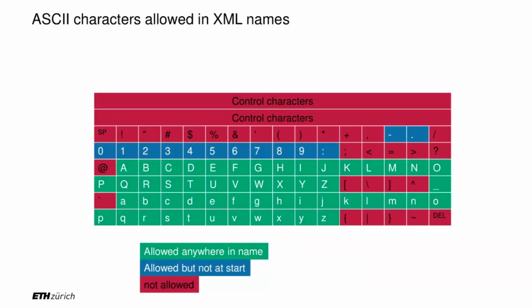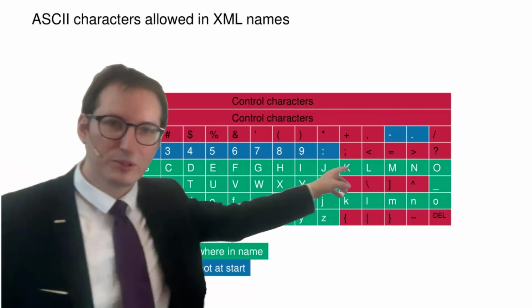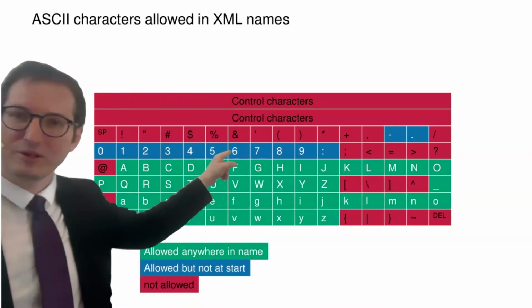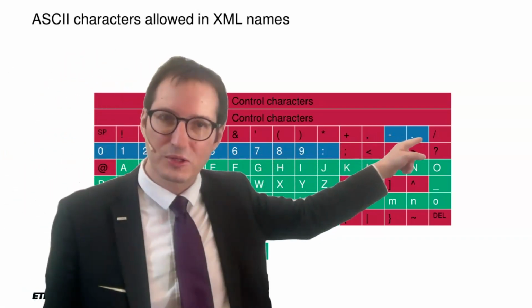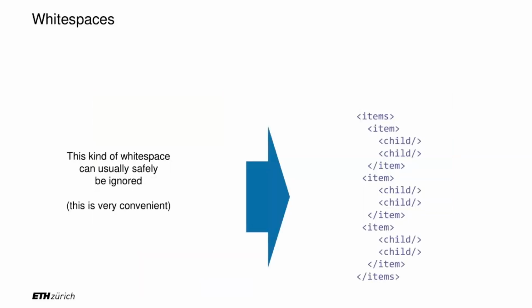So I made a summary here of what is allowed anywhere and nowhere. So for example, any letter of the alphabet is allowed absolutely everywhere, including the underscore. The digits are allowed, but not as the first character. And you can also have colons, dots, and dashes, okay, in the names. This is fine. All right.